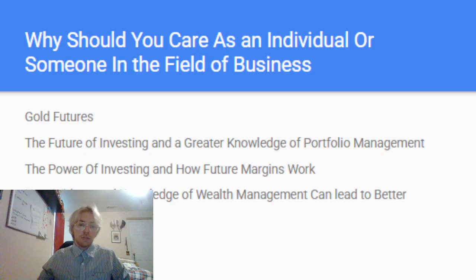And how can someone in the field of business take this as effect? This proposal is mainly focusing on gold futures, but for the greater knowledge of portfolio management, we can see that this is going to help predict markets way more accurately. And it's going to show how we can better spread our wealth within something and more focus on gold in markets such as that. And so there's less uncertainty, as we have a better idea of what's affecting these markets.